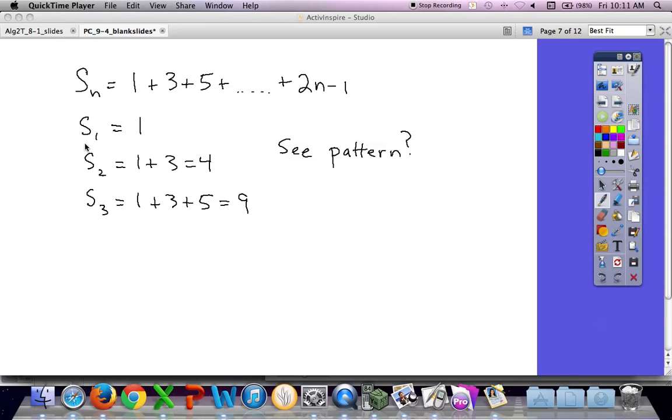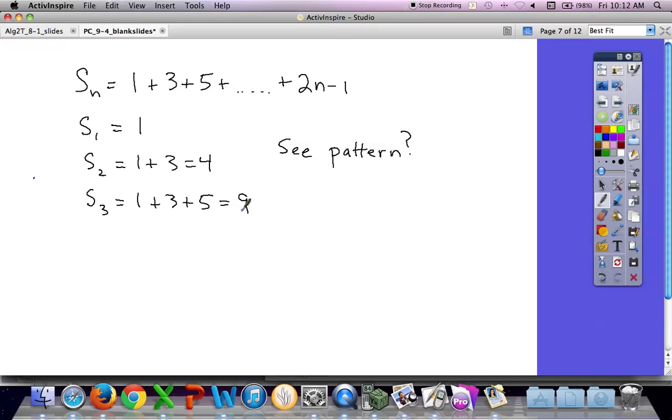If I added up the first term, right, just meaning 1, then the sum is 1. If I add up the first two terms, 1 plus 3, the sum is 4. If I add up the first three terms, 1 plus 3 plus 5, the sum is 9. So do you see a pattern here? S1 is 1, S2 is 4, S3 is 9.